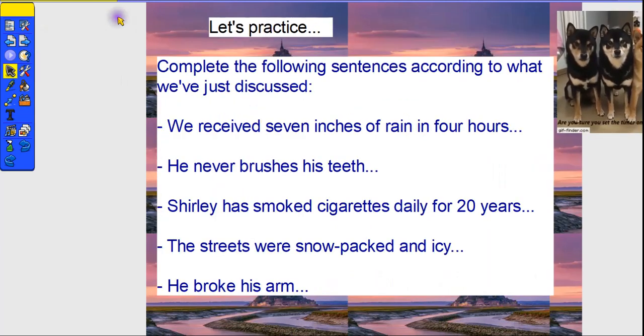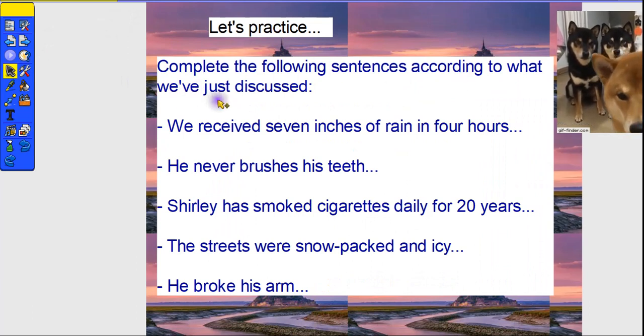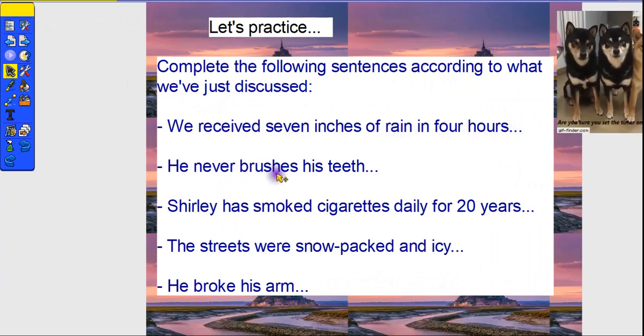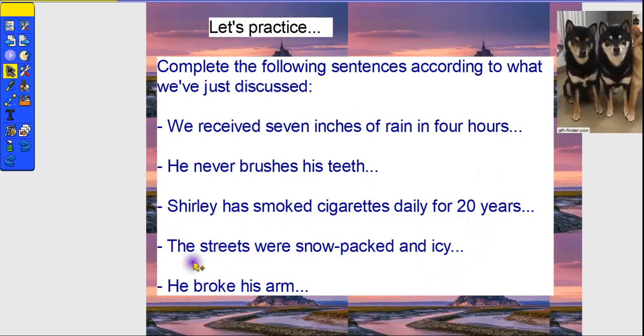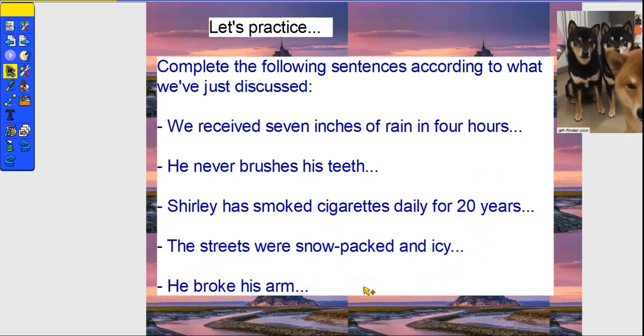So let's practice now. Complete the following sentences according to what we've just discussed. We received 7 inches of rain in 4 hours. He never brushes his teeth. Shirley has smoked cigarettes daily for 20 years. The streets were snow-packed and icy. He broke his arm. Please pause the video and try to complete the sentences with your own ideas. Once you've completed the exercises, resume the video.